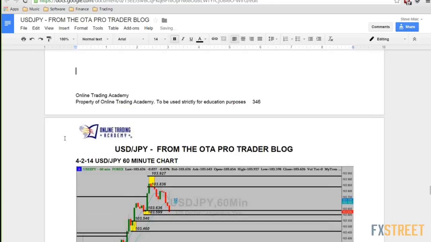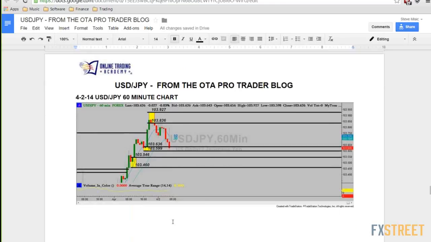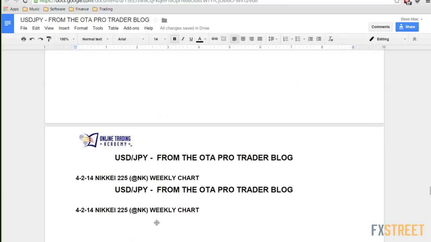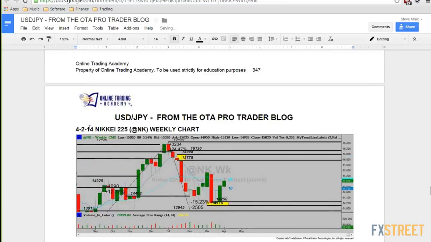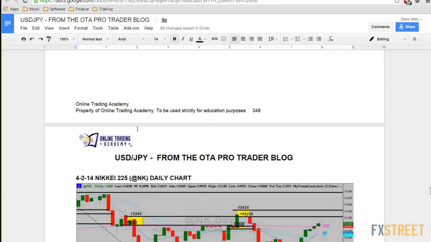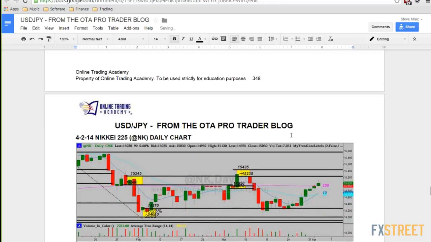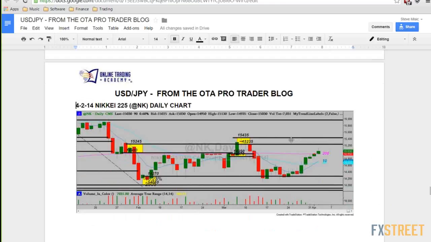The next day, we actually fall down to this first demand level at 103.60. And our Nikkei so far is hanging in there. It hasn't really fallen with the dollar. But we are getting closer to that supply level on the daily chart at 15,235. And we're beginning to see some sellers up in that area too.